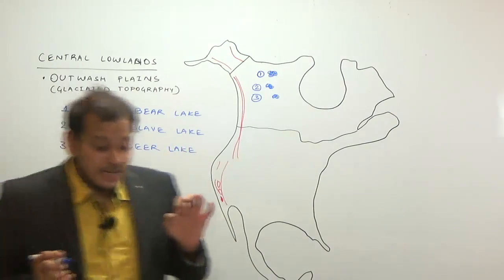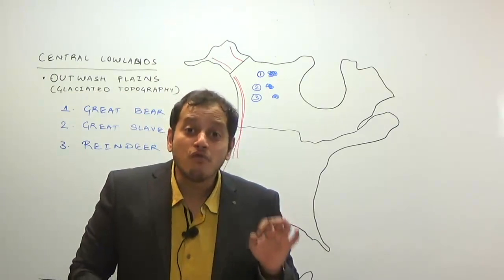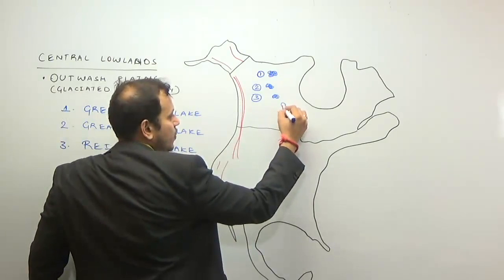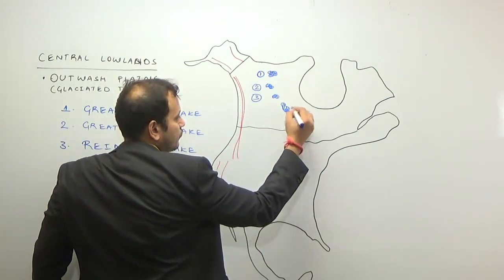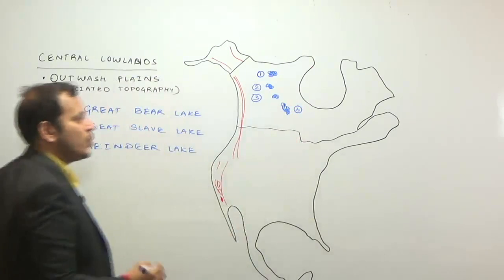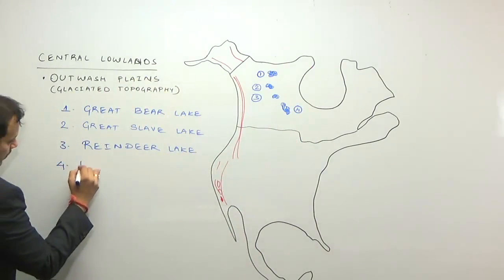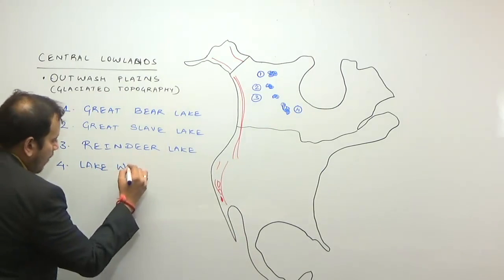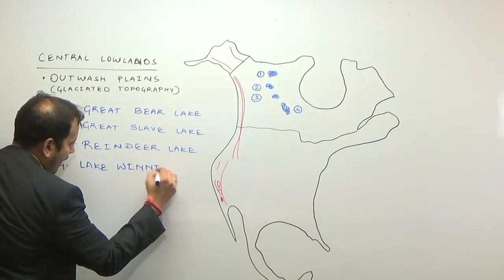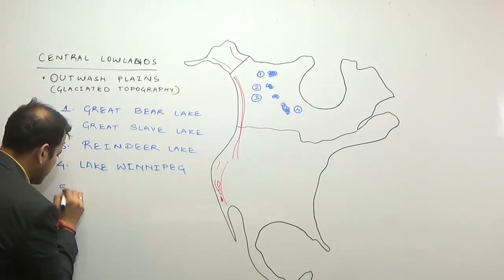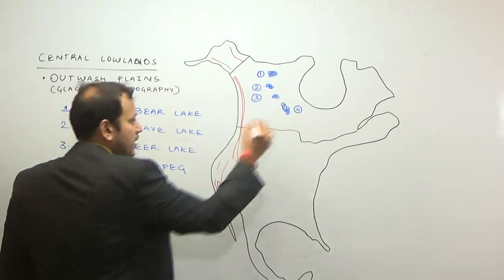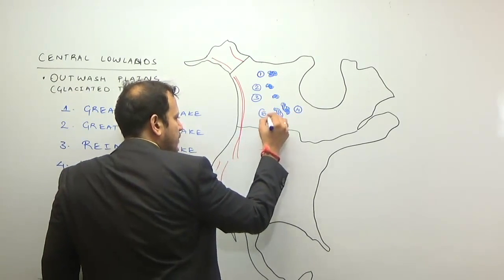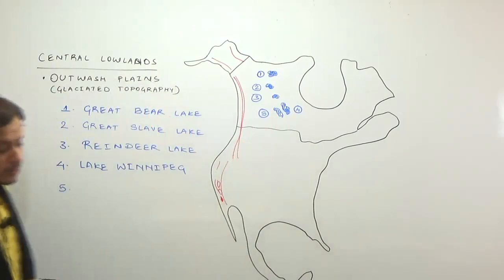Then the other important lake is Lake Winnipeg. If you find here, there is one lake which is here, that is Lake Winnipeg. Fourth lake is Lake Winnipeg. And the fifth lake, which you will find here, is Lake Winnipegosis.